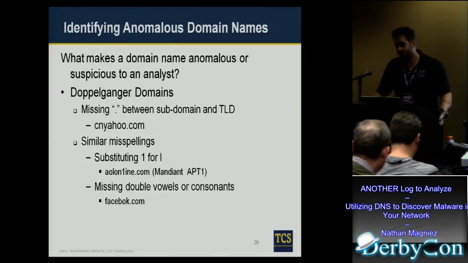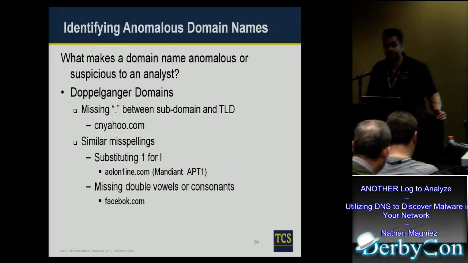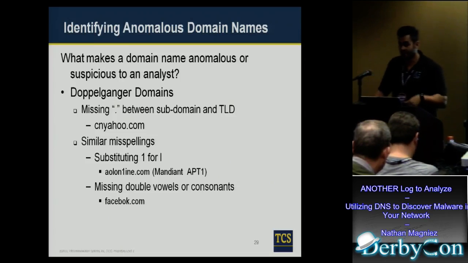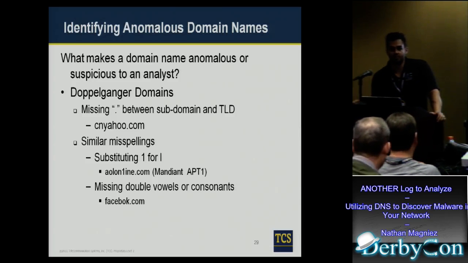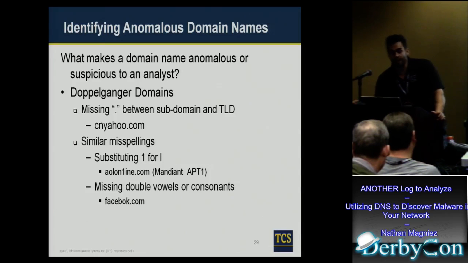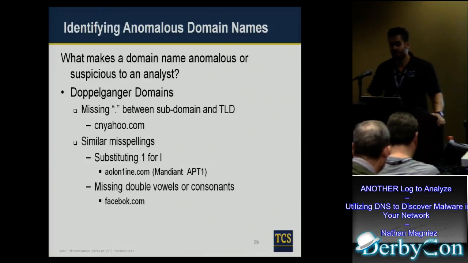Also, doppelganger domains, missing the dot between like a third-level domain and a second-level domain. So here we have like CN, yahoo.com. That's actually from APT1 as well. Has anyone seen that case study, APT1? Similar misspellings, so substituting a 1 for an I, or an L, like AOL online, but it's a 1 there. That's also from APT1. Yes, they did actually do something that dumb. So missing double vowels or consonants, like facebook.com as well. Things that you may just, on a cursory look, glance over.